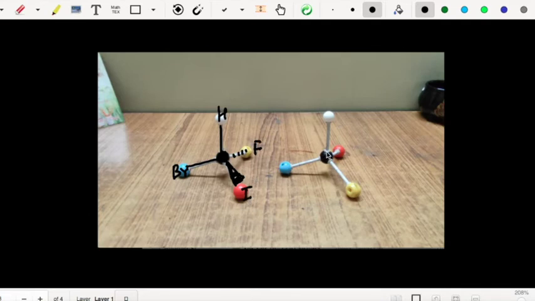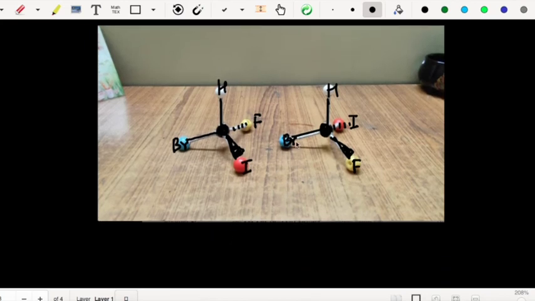If we compare it with the molecule on the right, we have a hydrogen atom out here, a bromine atom out here, but this time the fluorine atom is facing towards us, while the iodine atom is going away from us. So we can clearly see that these two molecules, in spite of having the same IUPAC name, are different, right? They are different molecules. They are not the same molecule. So thus, these two molecules are isomers of each other.